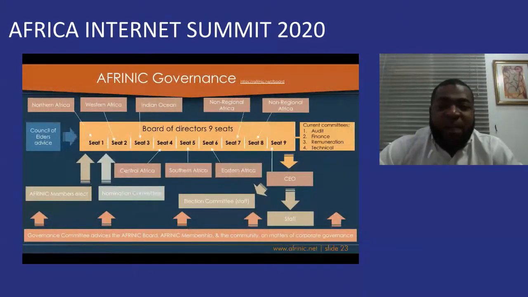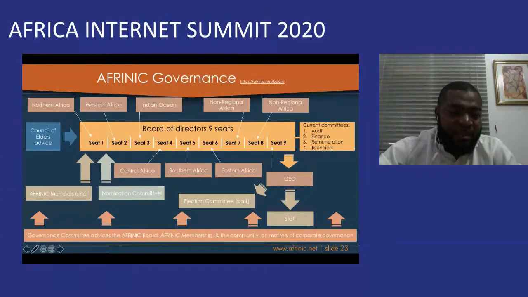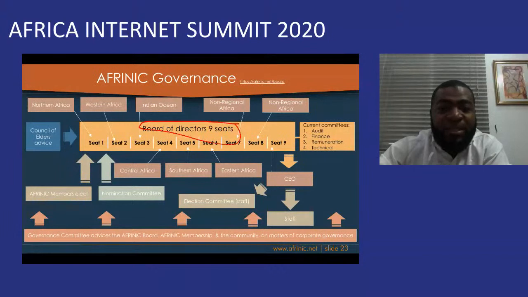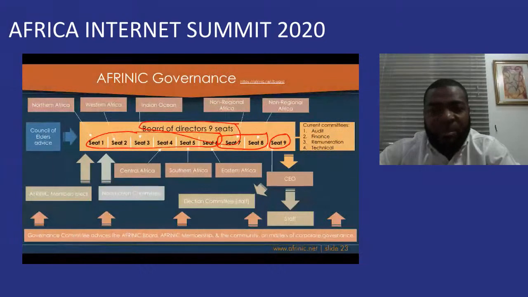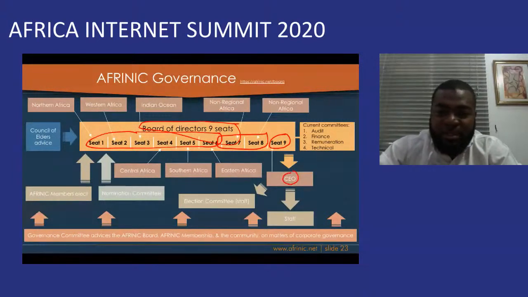The AFRINIC governance. AFRINIC is governed by the board of directors. The board of directors of AFRINIC has 9 seats. We have 1 seat per region: North, West, Indian Ocean, Central Africa, Southern Africa, and Eastern Africa. These are the first 6 seats. And we have 2 seats that are non-regional. And we have the last seat, the seat 9, that is for the CEO. So the board of directors is composed of elected seats and 1 appointed seat, because the board of directors will recruit the CEO, and the CEO will recruit the staff. So my contract and the contracts of my colleagues have been signed by the CEO.